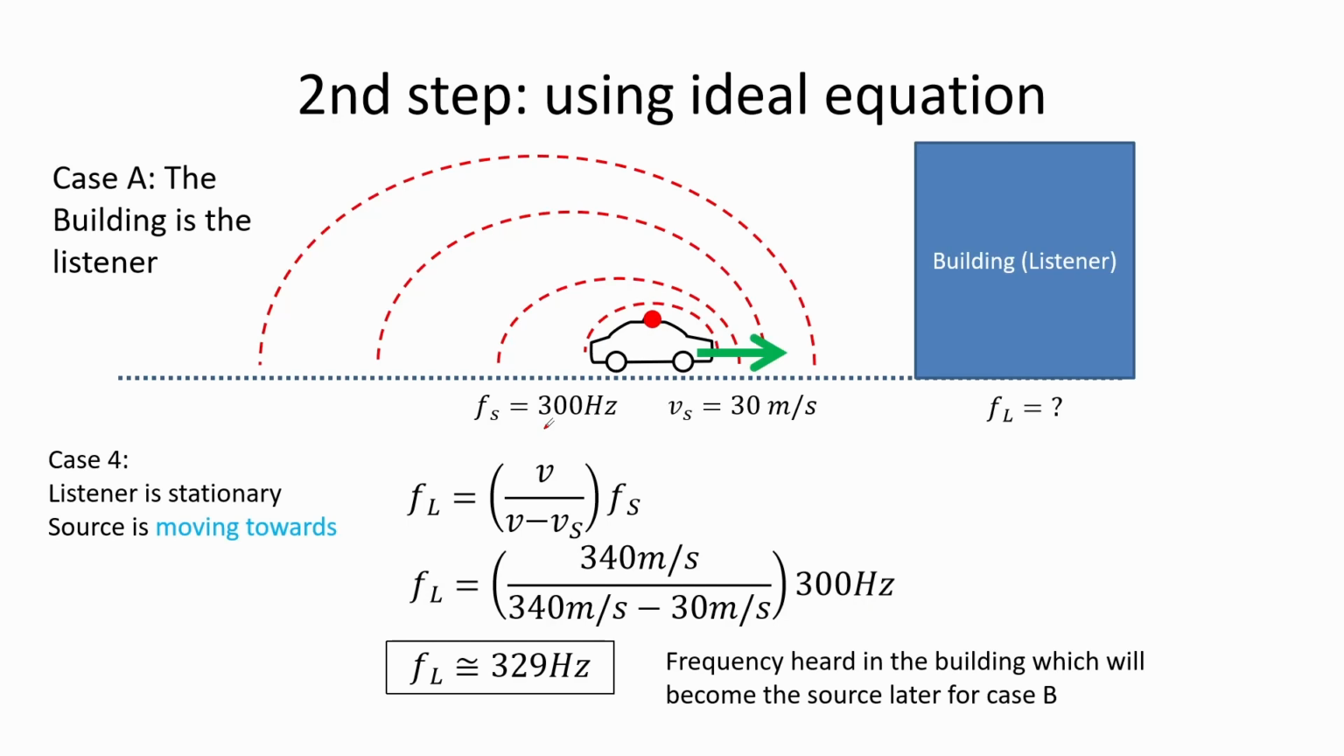So for case A, this is identical to the scenario of a source that is moving towards the listener. So, we use the equation which will give us a larger frequency compared to the source. We get that the value of the frequency for the listener is around 329 Hz. This will become the frequency of the source later when this wave is reflected back towards the car as the listener.